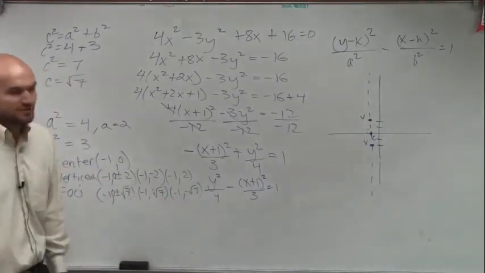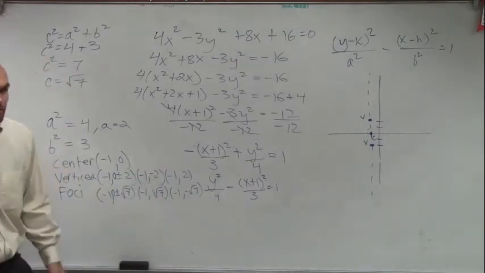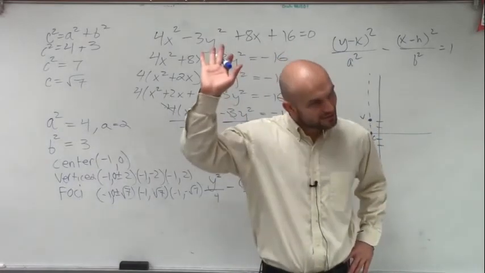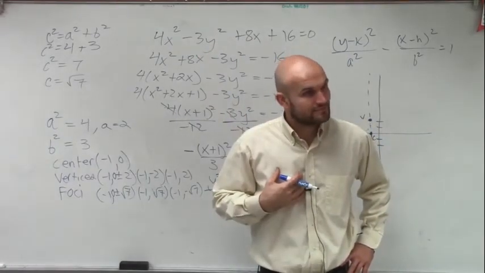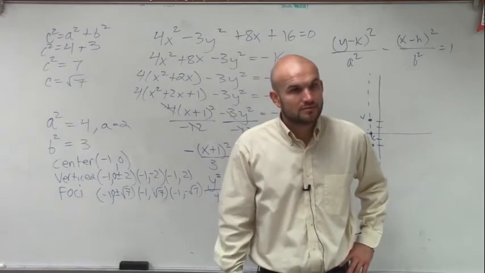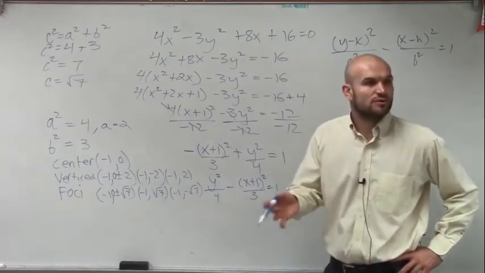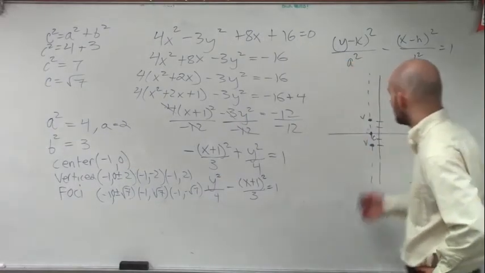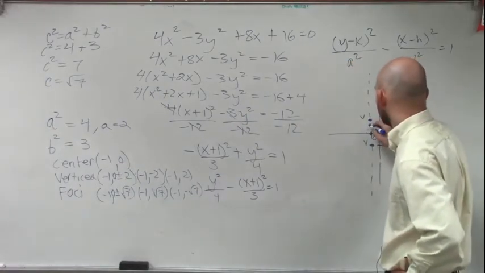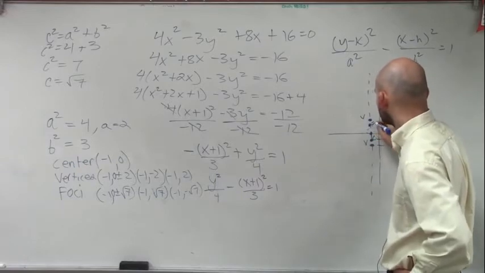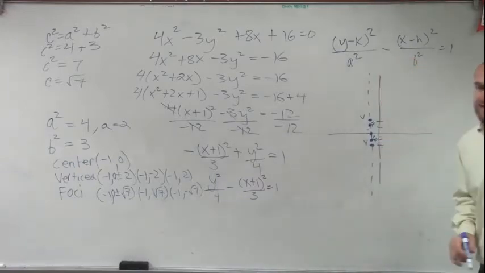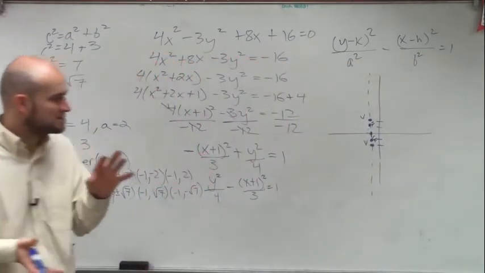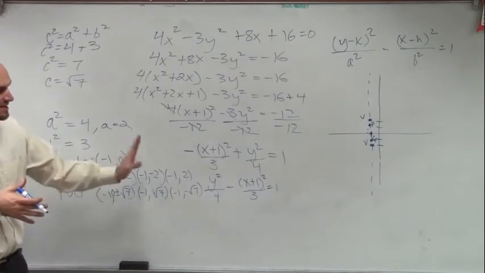Guys, you can write those in decimal form. Square root of 7 is roughly 2.6457. Are you allowed to put negative square root of 7? Yes, but leave it in that exact answer. So your foci are going to be somewhere right around here. Last thing, ladies and gentlemen, remember the foci are between the center and the vertices. Now, that's an approximate value.